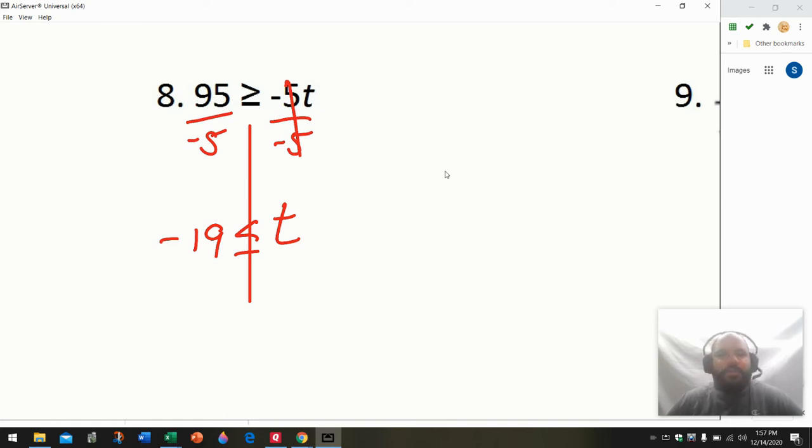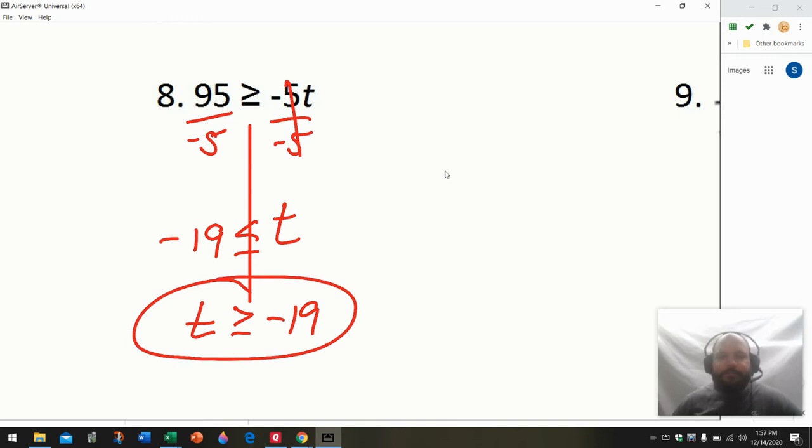Now, I don't want you to leave your final answers with the variable coming second like that. So we need to then flip the entire expression over so the variable comes first. So the t is going to go here, the negative 19 is going to go here, and then we're going to flip it over like this, and we're going to get t is greater than or equal to negative 19, and that is our final answer. That's the way that we want to write that.